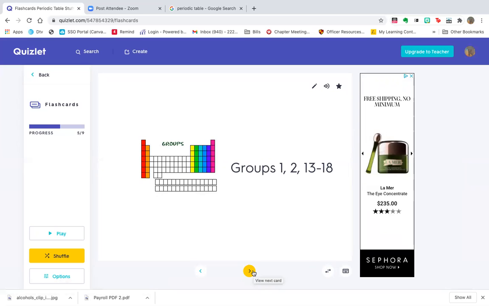Okay, I guess that's why she said the S group and the P group. Yeah, this is considered S, this is P, and then this is D and F.